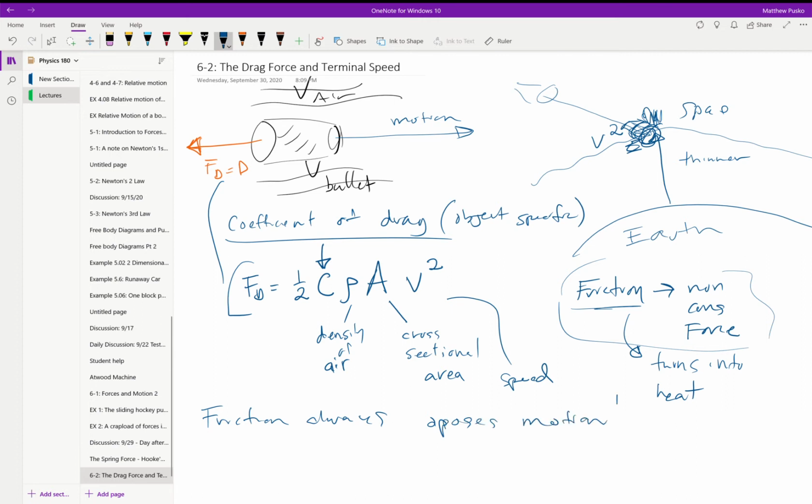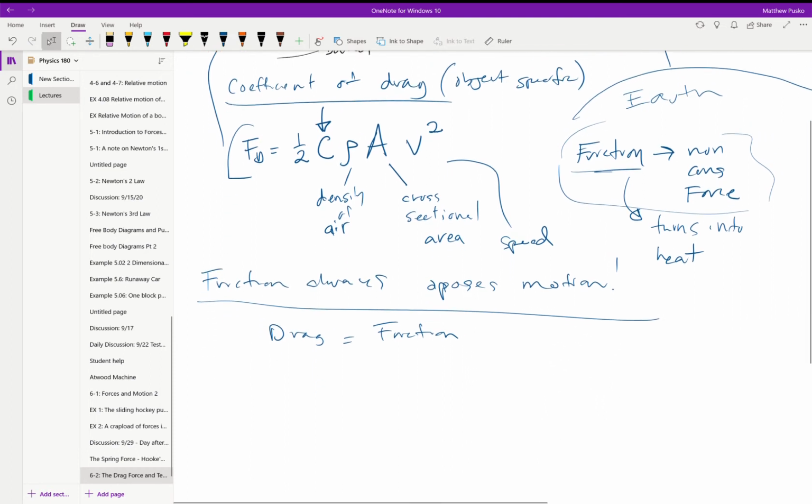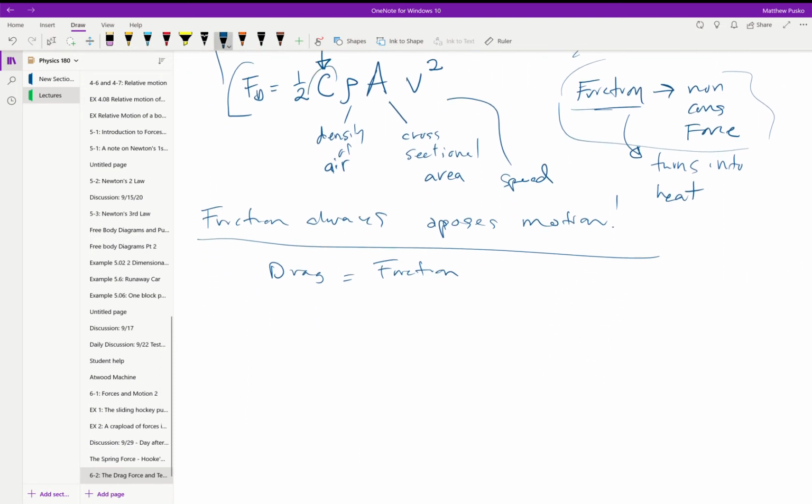It always opposes motion, and drag is friction. It is just fluid friction. Okay, so let's take a look at what this coefficient can be. I want to do some unit analysis.